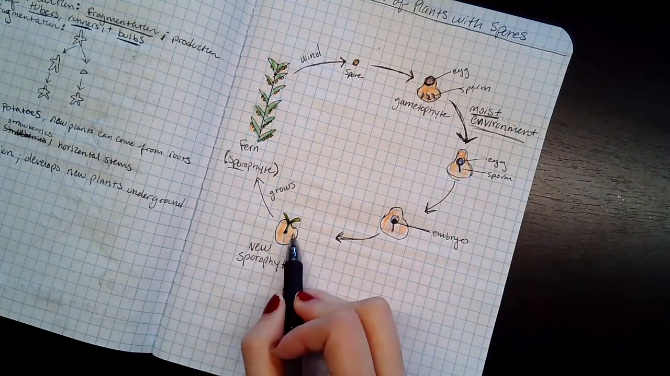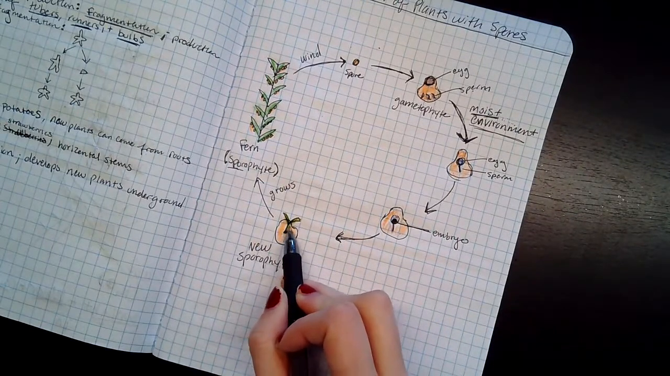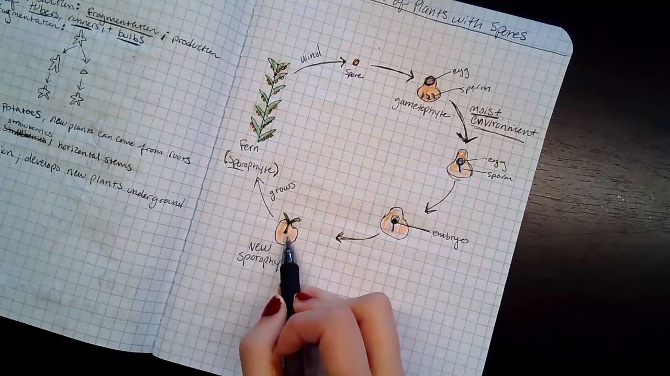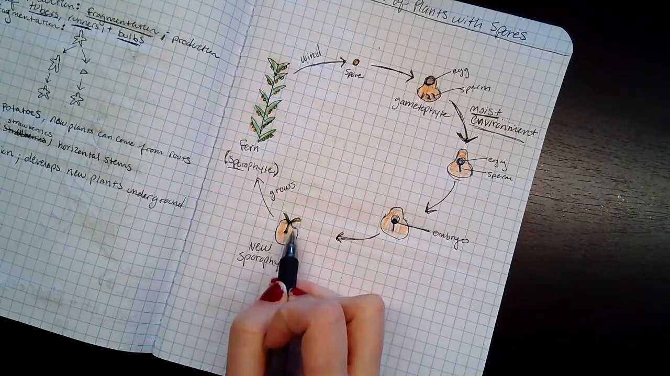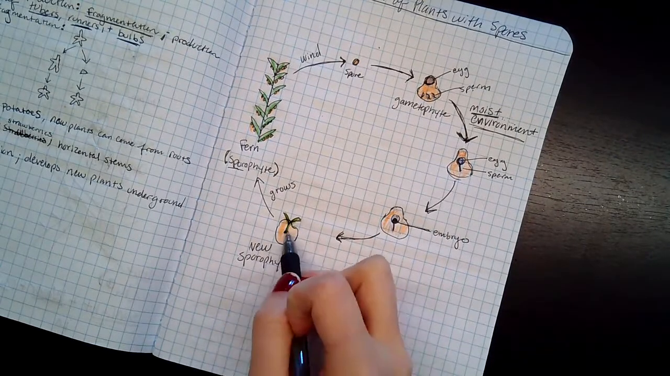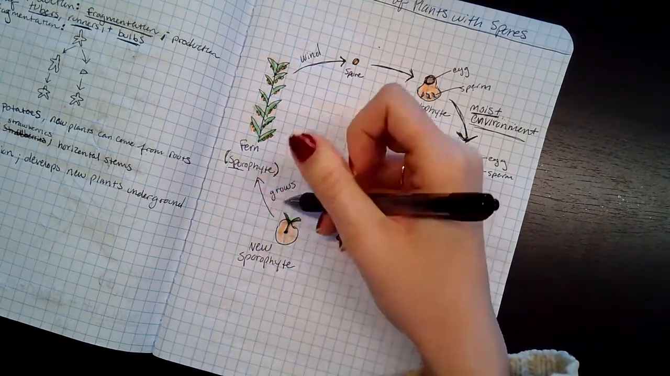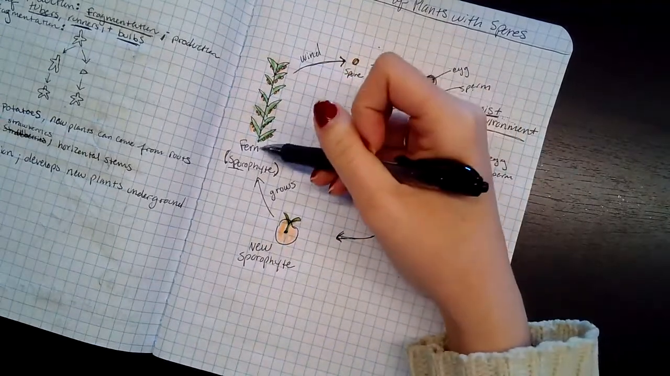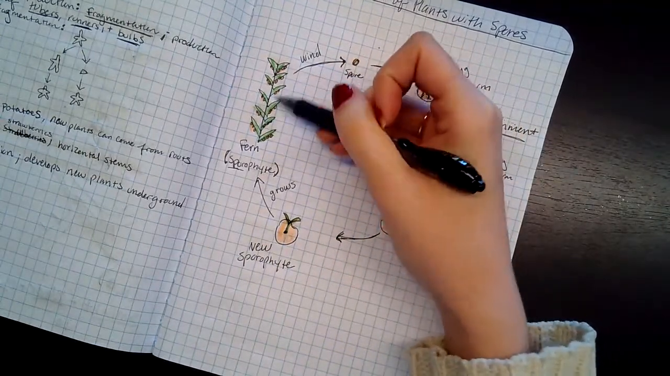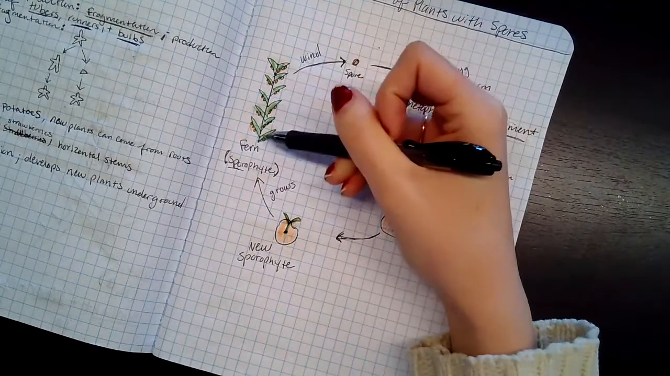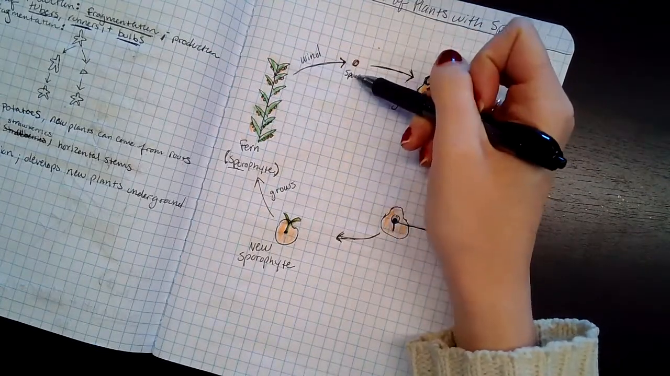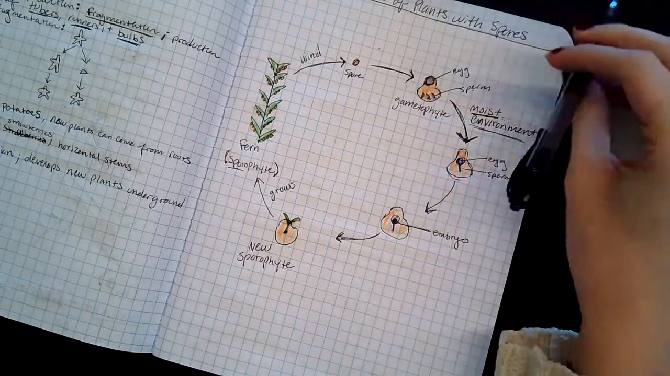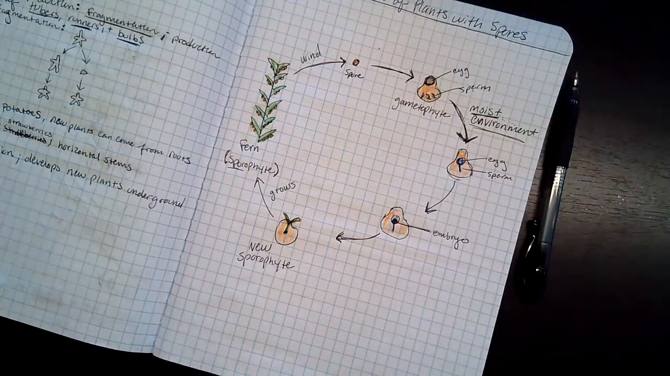So now we move on to the next thing. Over time, that embryo grows and it becomes a new sporophyte. Now this is a tiny one. This is still the gametophyte, but it will grow and grow and grow until it becomes a new fern, and it's just as big as this, and it produces its own spores. So that is the sexual reproduction of plants with spores.